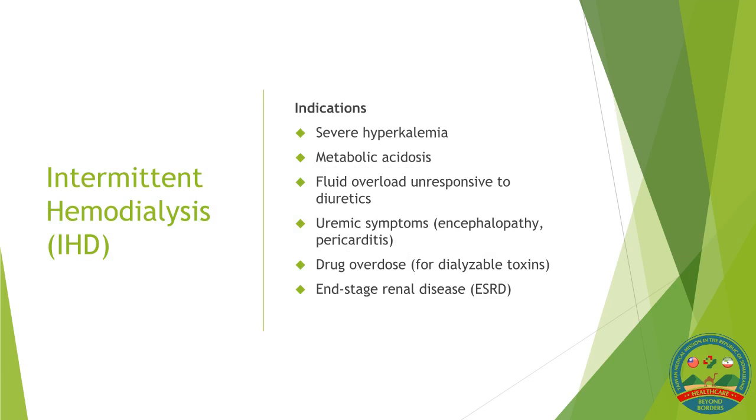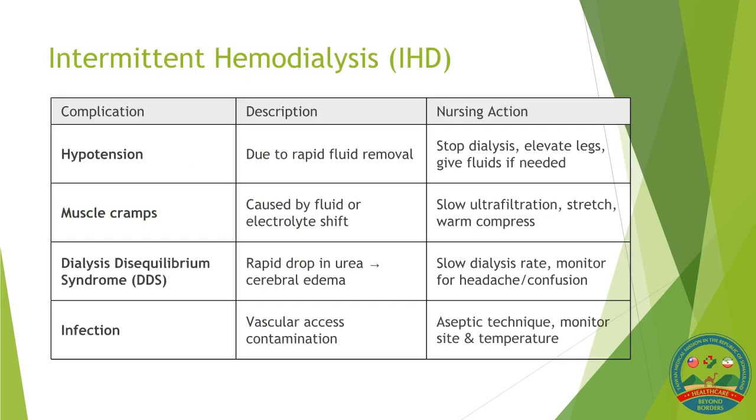Hemodialysis is started when the body can no longer maintain balance on its own. The main indications include severe hyperkalemia, metabolic acidosis, and fluid overload that doesn't respond to diuretics. It's also used for uremic symptoms, such as confusion, pericarditis, or encephalopathy. Other reasons include drug overdose, when the toxin can be dialyzed, and end-stage renal disease, where kidney function has completely failed. During hemodialysis, several complications can occur, so nurses must stay alert.